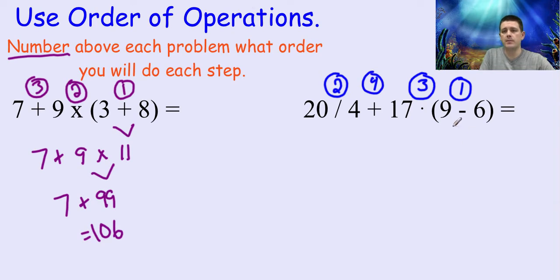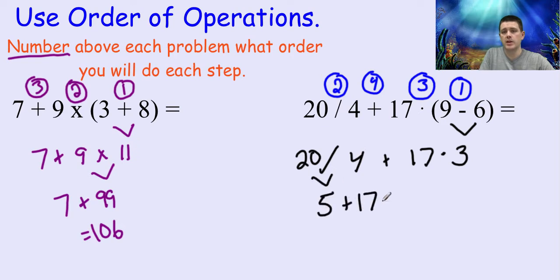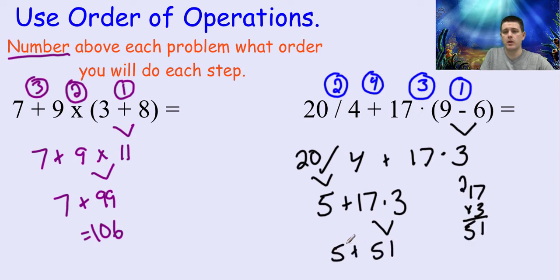So let's tackle the problem. Parentheses first. 9 minus 6 is 3. Rewrite the rest of it. Now we said we were going to tackle our division. 20 divided by 4 is 5. Plus 17 times 3. Next, we're going to finish that multiplying and dividing step by multiplying 17 times 3. You can always do a little multiplication off to the side and get 51 plus 5. 51 plus 5 is an answer of 56. And that's my final answer.